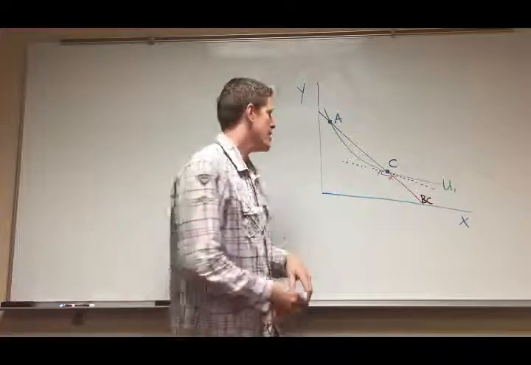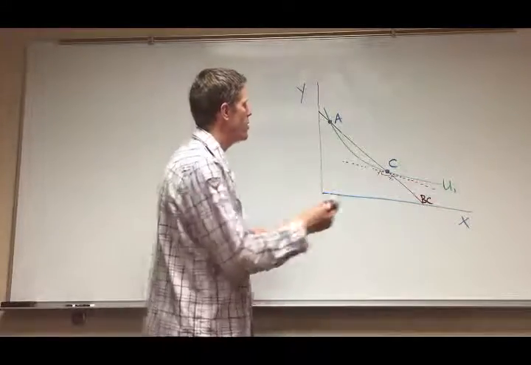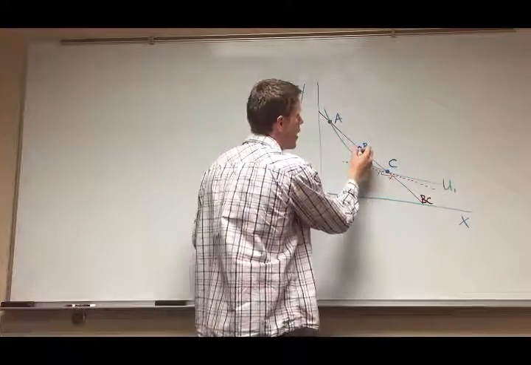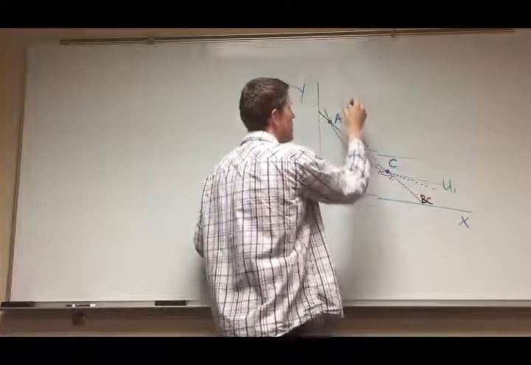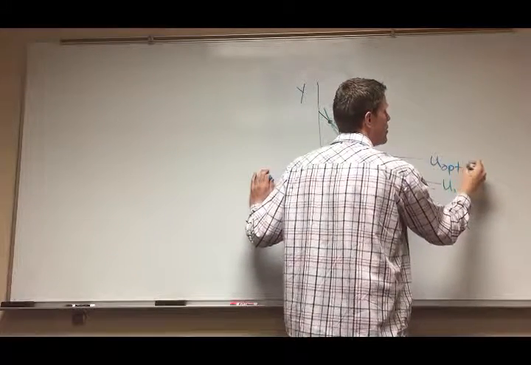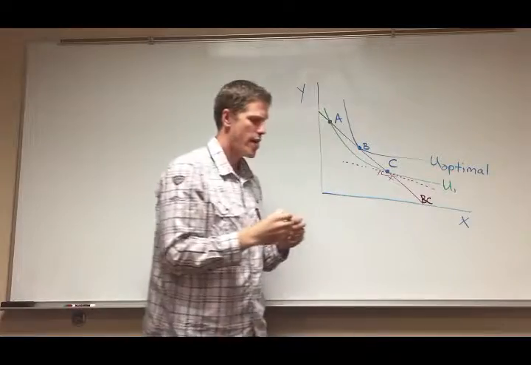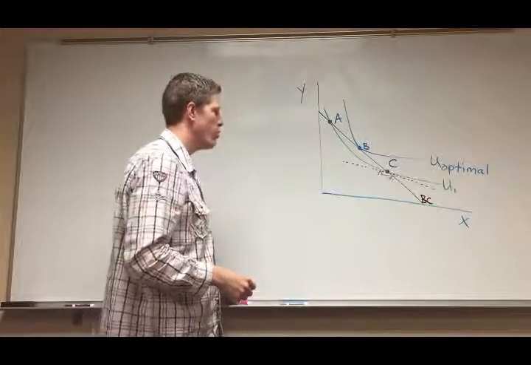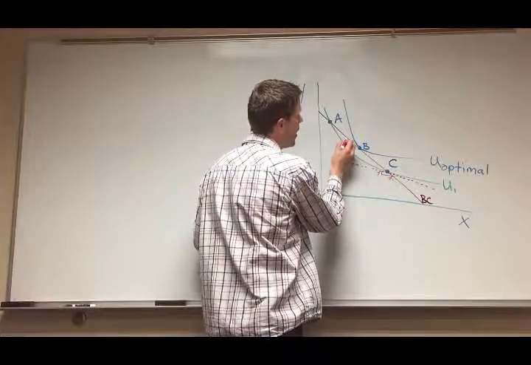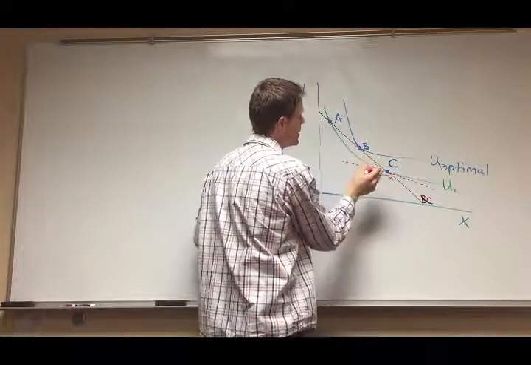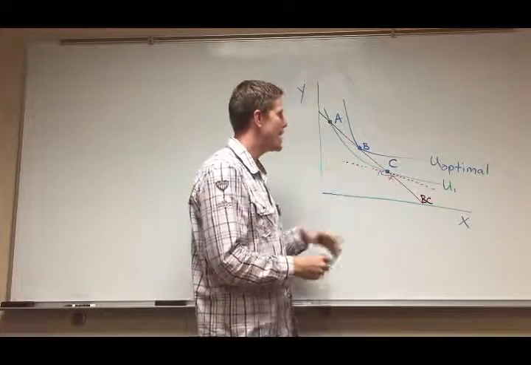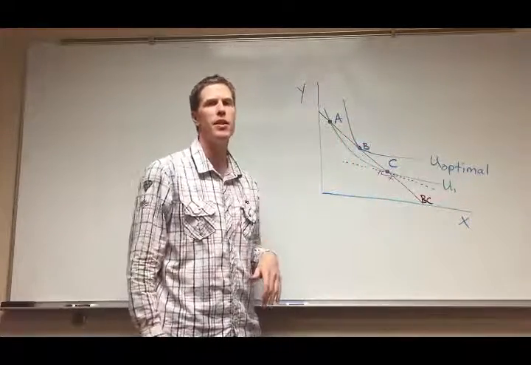Okay? But if we move out to our optimization point, point B, where our indifference curve is optimized, at that optimal utility curve, what's the slope of the indifference curve at that point? It's this dashed line that's just tangent to point B. Well, guess what? That dashed line is exactly the same as the budget constraint.